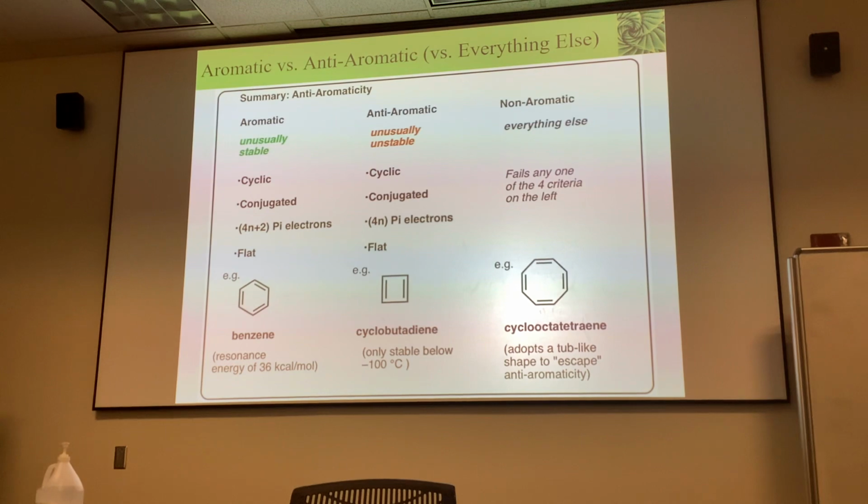So it's weird. Cyclobutadiene is only stable below negative 100 degrees Celsius. Most of these anti-aromatic compounds are things that, unless you're specifically trying to study anti-aromatic compounds, and therefore doing everything at very low temperatures, they don't really exist for the most part. At least you're not going to be able to isolate them.